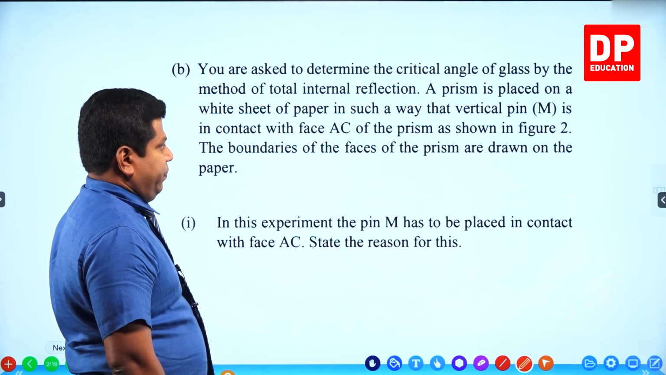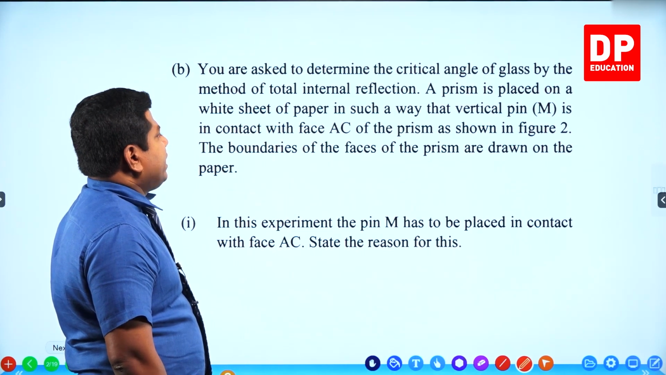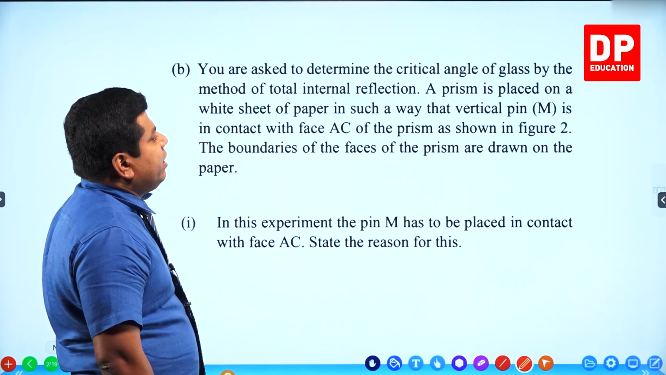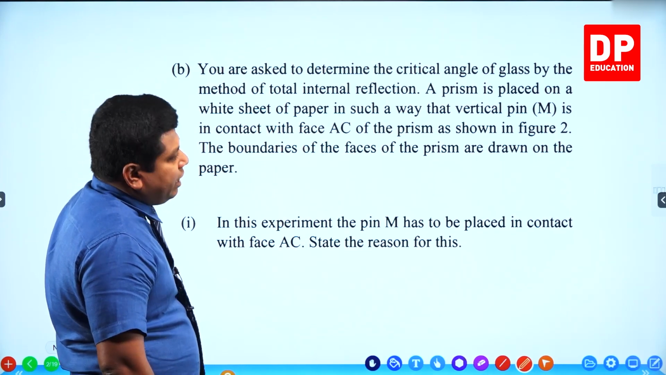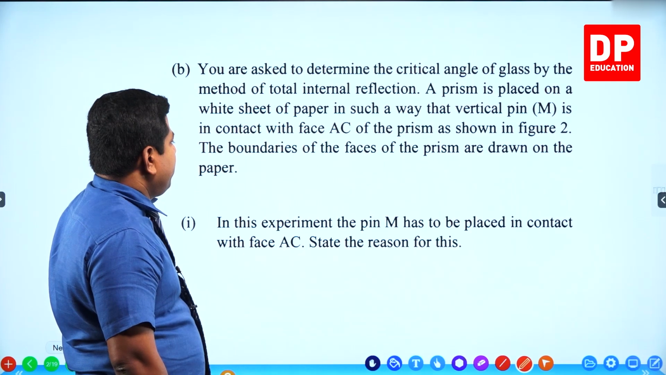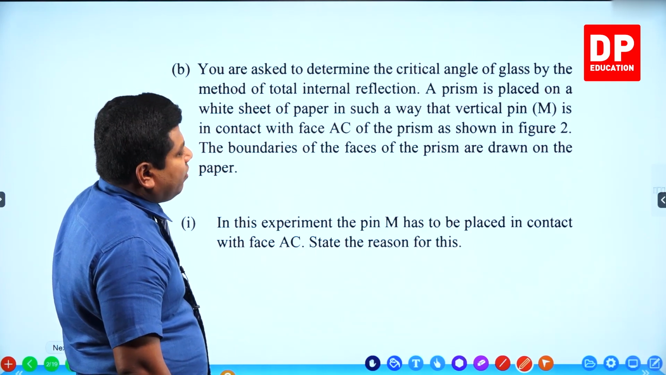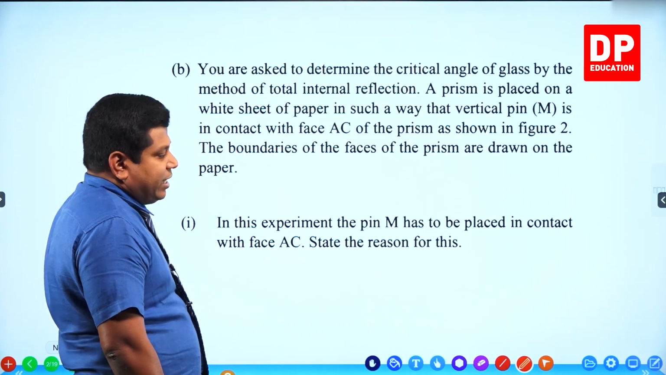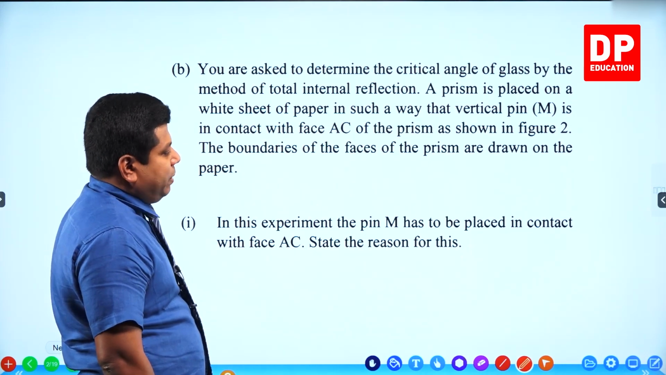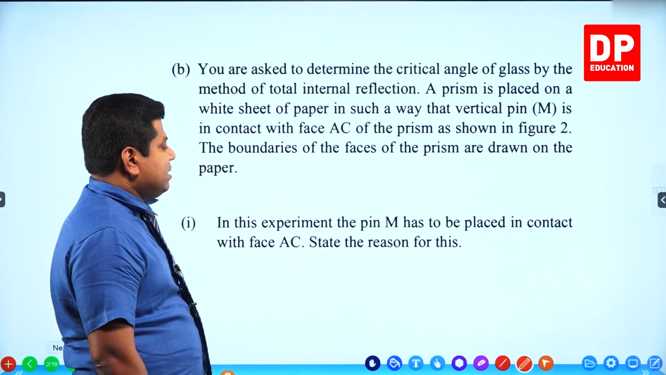Next, you are asked to determine the critical angle of glass by the method of total internal reflection. A prism is placed on a white sheet of paper in such a way that a vertical pin M is in contact with face AC of the prism as shown in the figure. The boundaries of the faces of the prism are drawn on the paper. In this experiment, the pin M has to be placed in contact with face AC. State the reason for this.